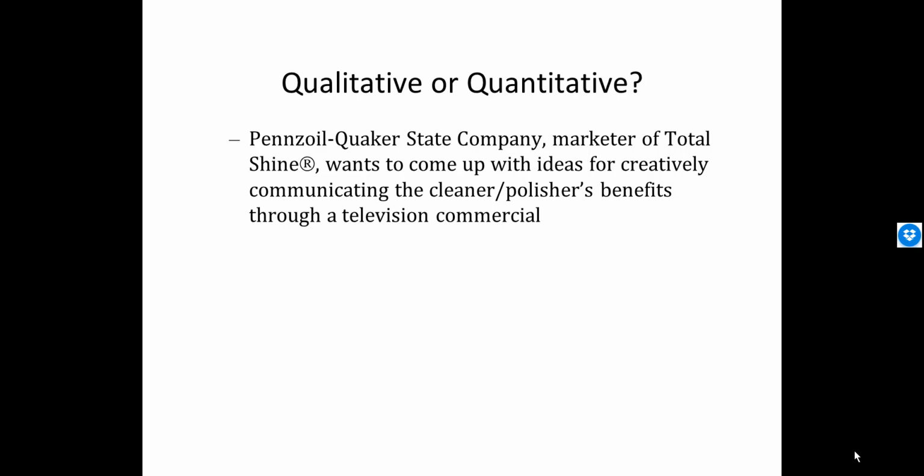So this doesn't really call for a large-scale survey because you will not have the flexibility that you will have in qualitative research to probe different ideas, to get people to think about different ways of doing this. So a qualitative research would be appropriate in this case.